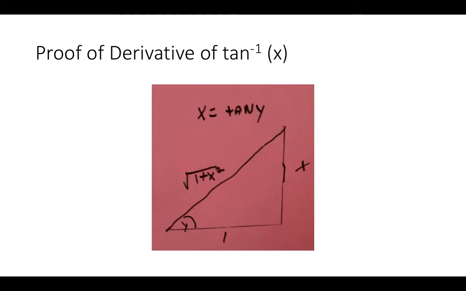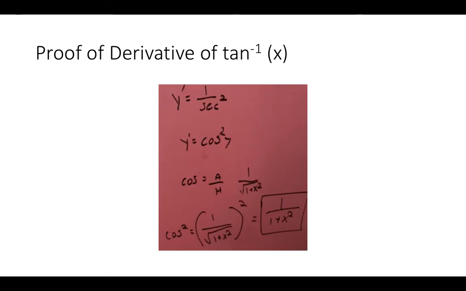And cosine is what? Cosine is adjacent over hypotenuse. So if we look at it, the adjacent side is 1, and the hypotenuse is the square root of 1 plus x squared, right? And we're trying to find cosine squared of y. So how are we going to do this? We put in our cosine, 1 divided by, this is our adjacent, this is our hypotenuse. We put it in, and we include the squared.